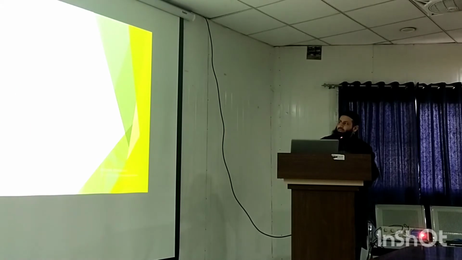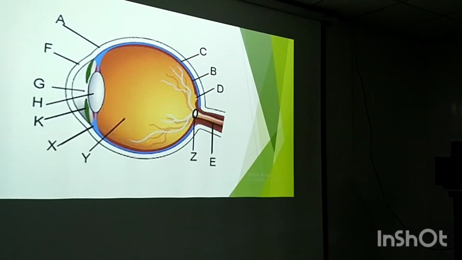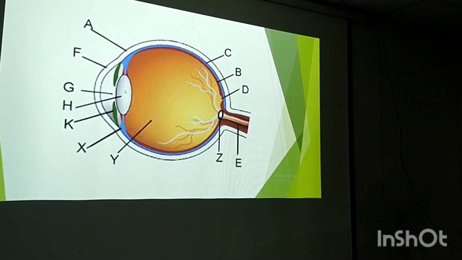So before going to examination, again it comes anterior segment, posterior segment. So this is a beautiful diagram showing anterior segment. यहाँ से आगे ये सारा anterior segment है और यहाँ से पीछे ये सारा posterior segment है, ठीक है.